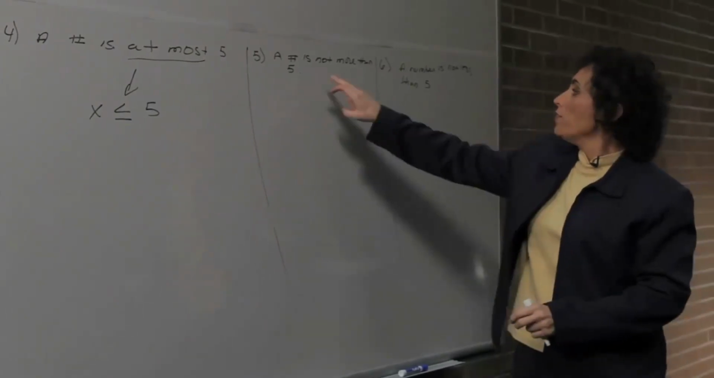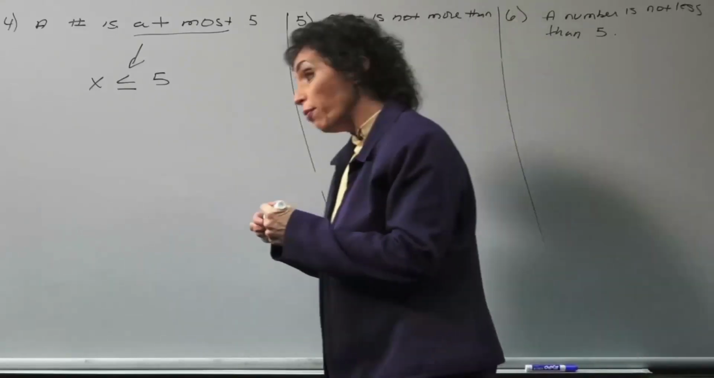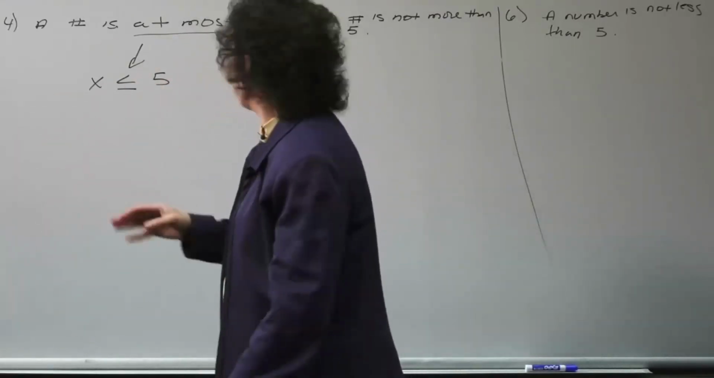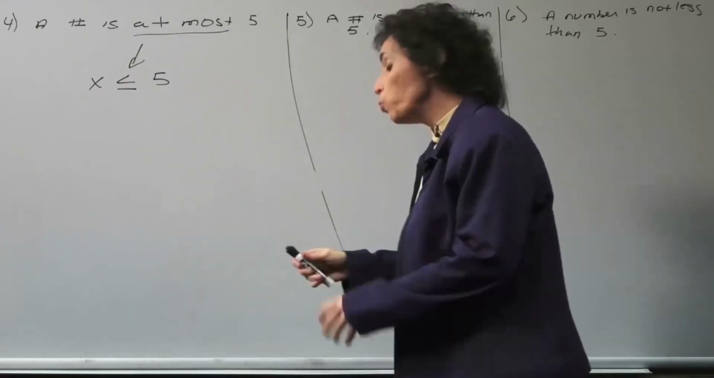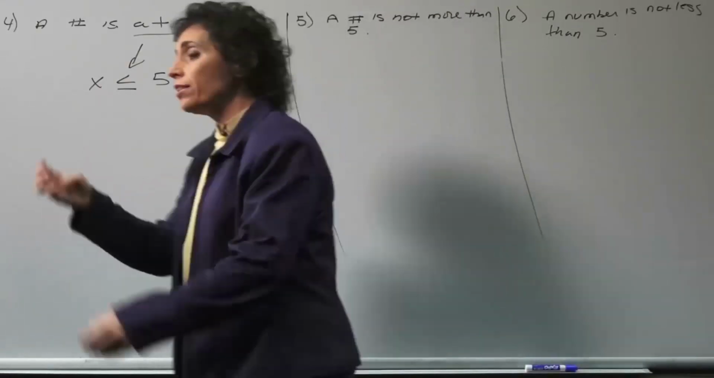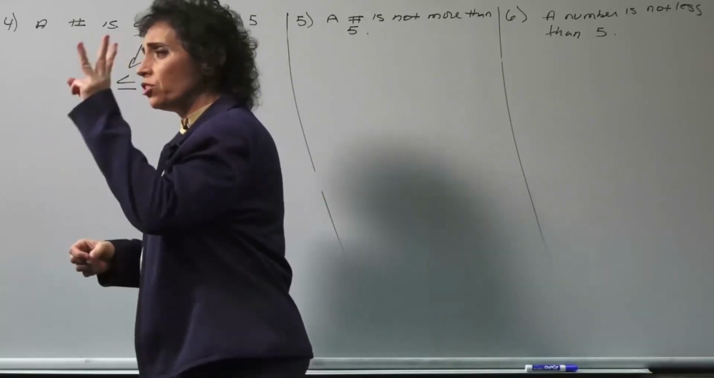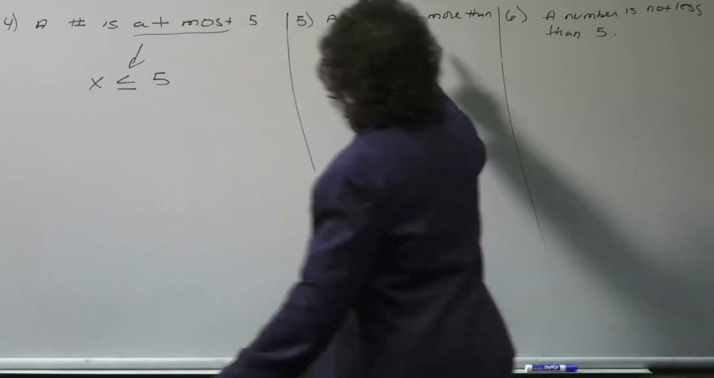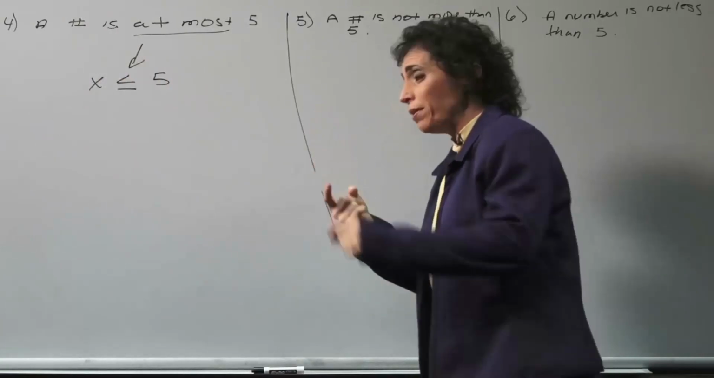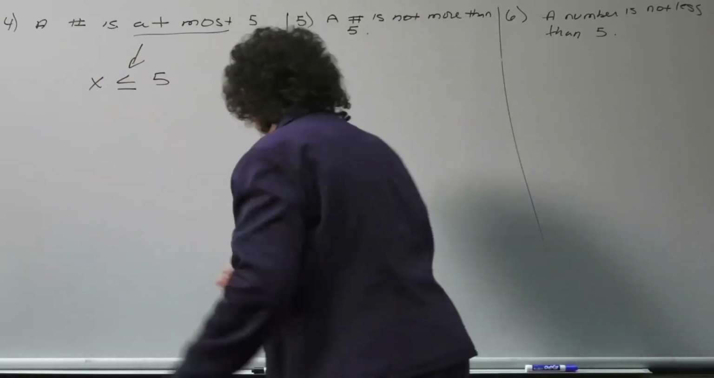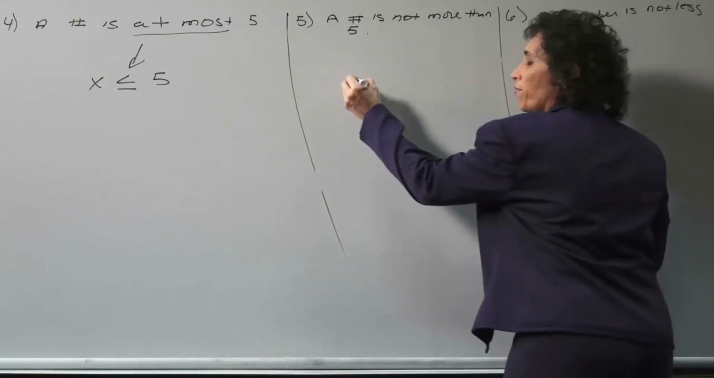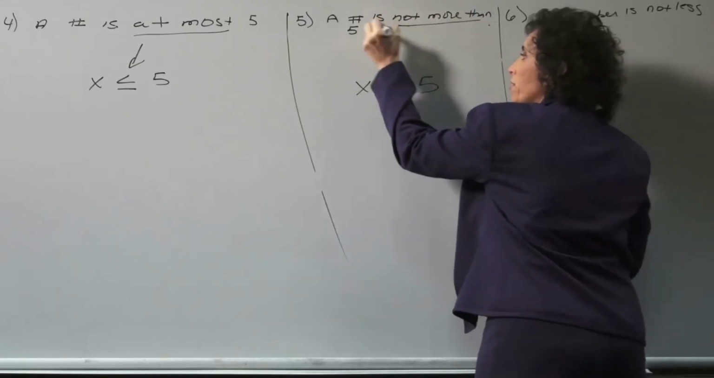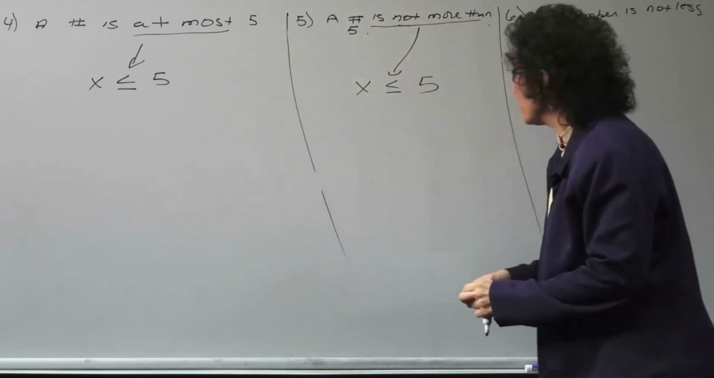All right? A number is not more than 5. Now we talked a little bit about this a few mods ago. We said that there was a trichotomy of numbers. That means a number can only have one of 3 relationships with each other. A number could be greater than a number, it could be less than a number, or it could be equal to a number. Well, if it's not more than a number, that leaves 2. That means it can either be equal to the number or less than the number. So a number is not more than 5 means that it could be less than or equal to 5. So not more than is the symbol less than or equal to.